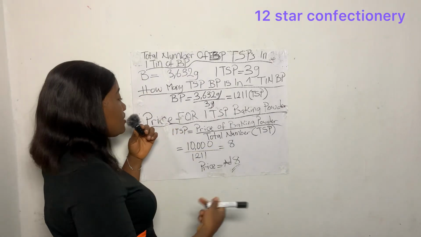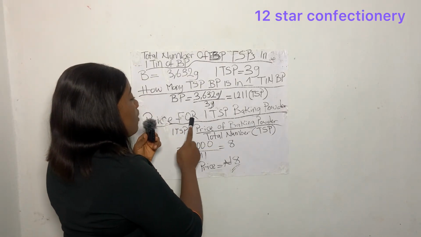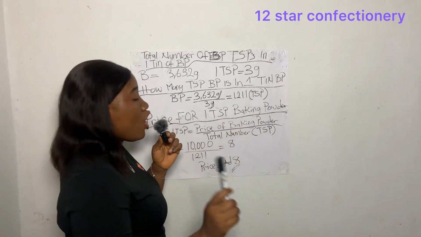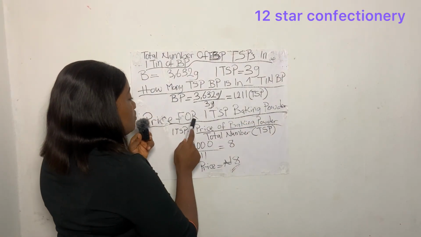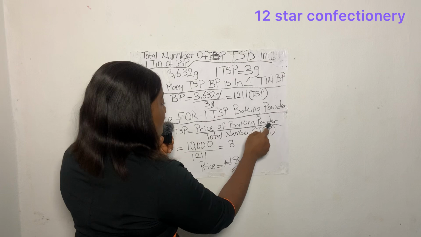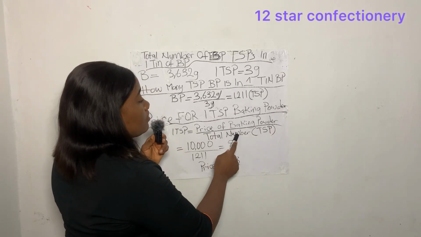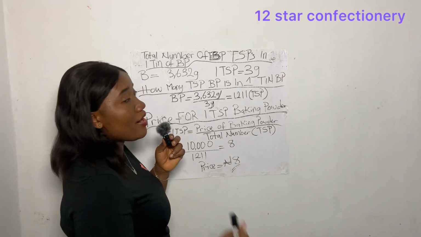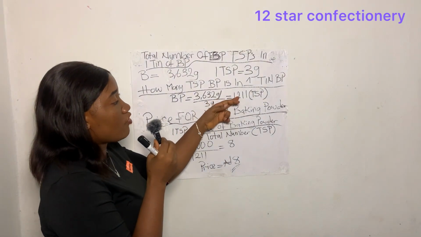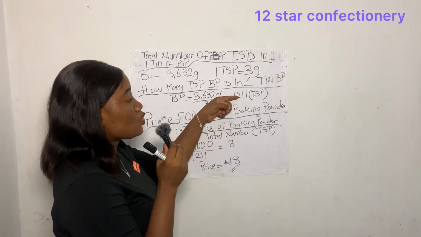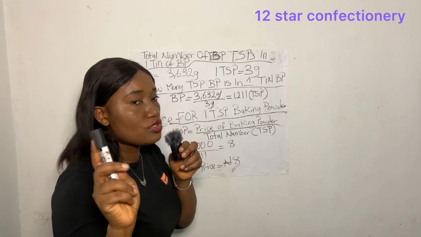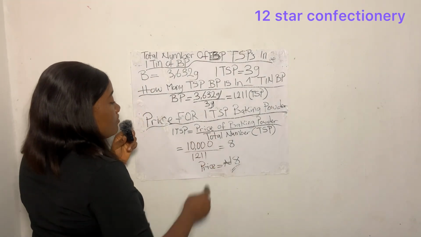So this is it. For price for 1 teaspoon baking powder, all you need to do is 1 teaspoon equals price of baking powder divided by total number of teaspoons, and we already calculated the total number of teaspoons of baking powder, which is 1211. So all you need to do is to come down here, put in the figures.